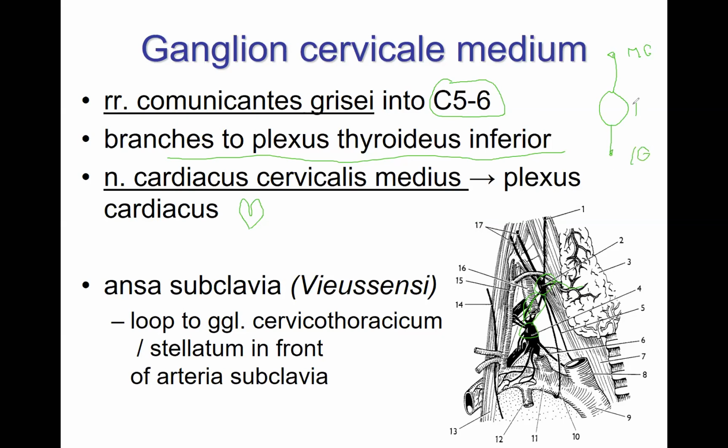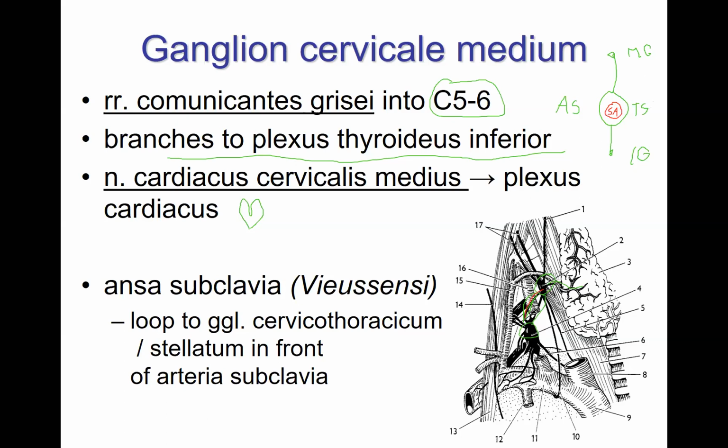Sympathetic trunk, truncus sympathicus, and the fibers which run ventrally are called ansa subclavia. Ansa means a loop, a subclavian loop, but in English it's also called ansa subclavia. And the content here is the subclavian artery. And we nicely see it during dissections. Yeah, this one.